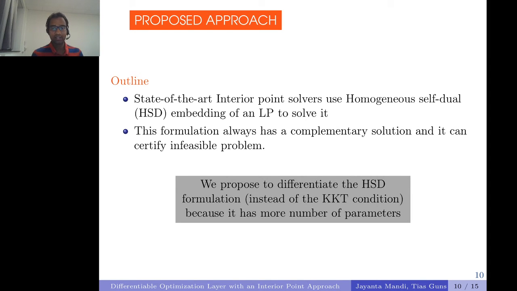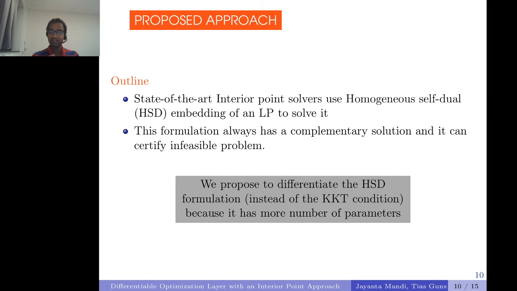Now the advantage of this approach is that it can start from any point, even if it is infeasible to the actual optimization problem, and it can always find a solution which is strictly complementary. That means some of the variables will be 0 at the optimal point, and from this property it can find out whether the actual LP problem is feasible or not. So it can certify an infeasible problem.